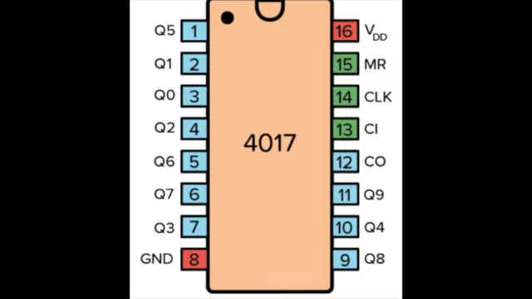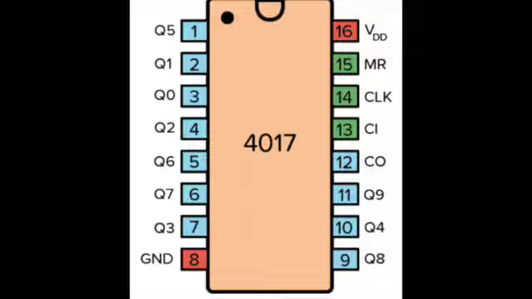Pin 14 is where the clock signal goes in, and pins 16 and 8 is what you use to power the chip. When high, pin 13 will freeze the counting, and when pin 15 is high, it will restart the counting at 0. Pin 12 is the carryout pin.